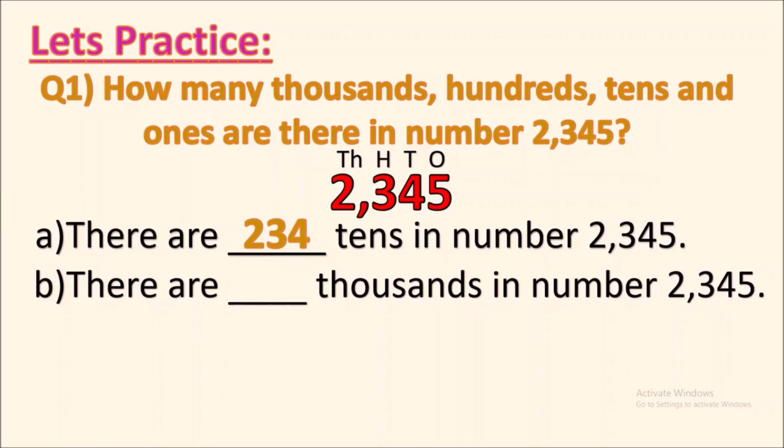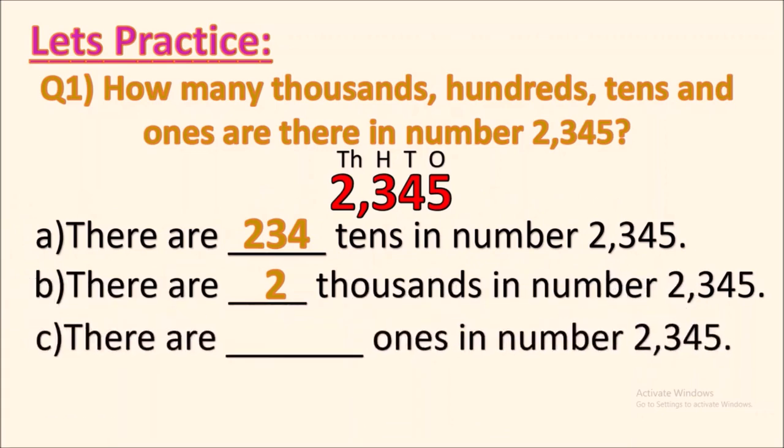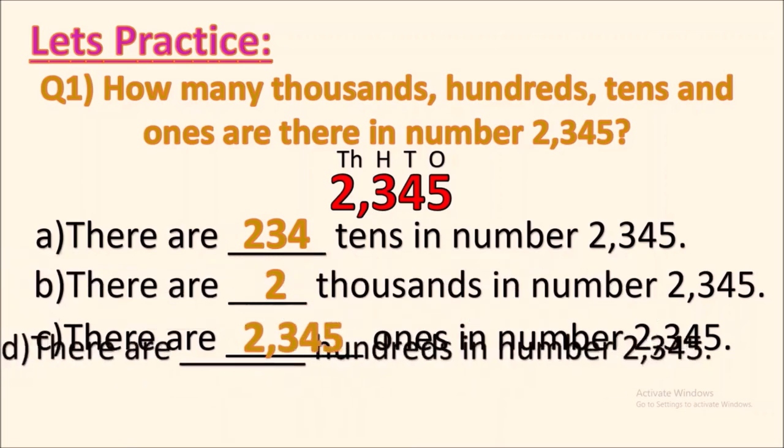Let's go for the B bit. There are dash thousands in number 2345. We can see there is only one place, that's the thousand place. So that will be only 2000 in number 2345. Let's go for the C bit. There are dash ones in number 2345. That means we have to take the whole number. That is 2345 ones.